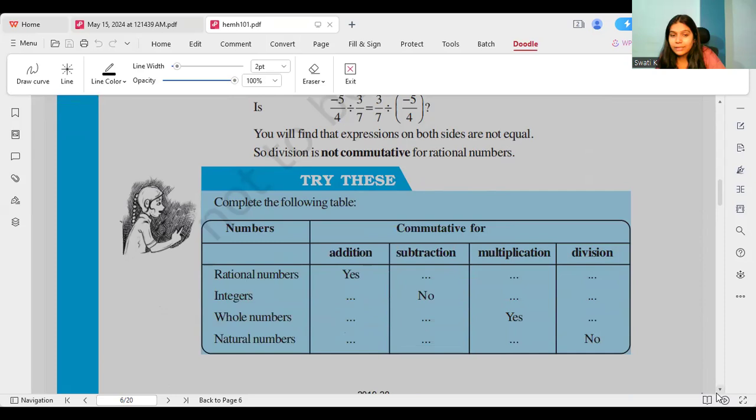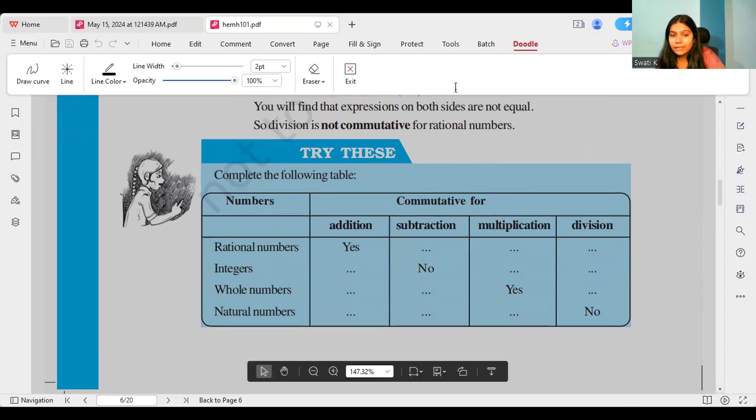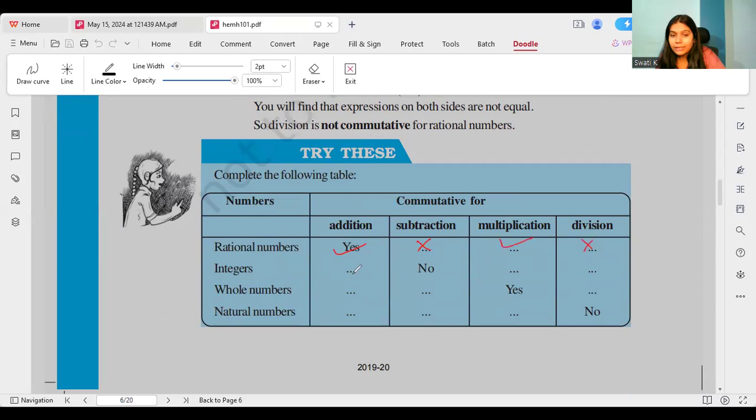So as you can see, here we have the question given for rational numbers. Addition, yes. Subtraction, will it be commutative? Will you get the same answer? No. For multiplication, yes. For division, no. For integers, commutative property, yes. Subtraction, no. Multiplication, yes. Division, a big no.